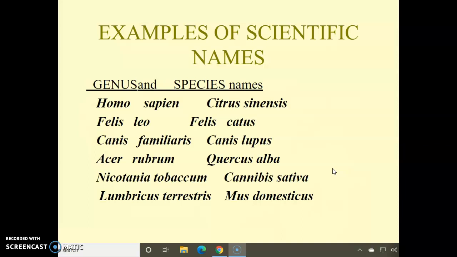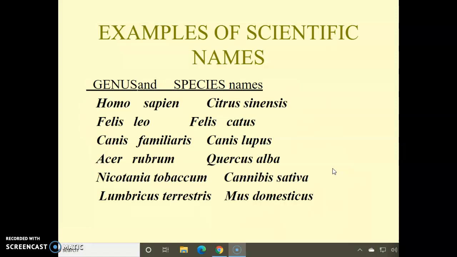Canis familiaris is a dog. Acer rubrum. Acer means maple. Rubrum means red, the red maple. Nicotiana tabacum is the tobacco plant. Lumbricus terrestris, you're going to get to know a lot about that pretty soon. In class, we're going to be learning about the earthworm. Citrus sinensis, that is an orange.